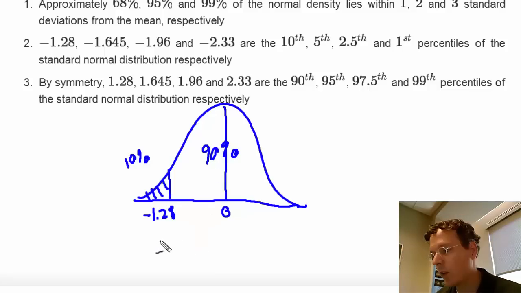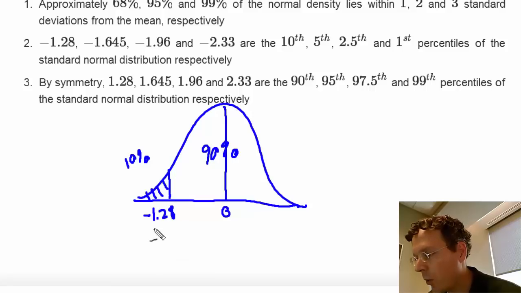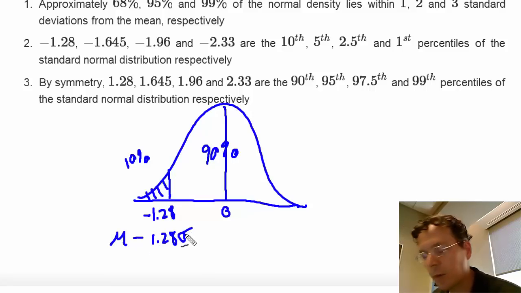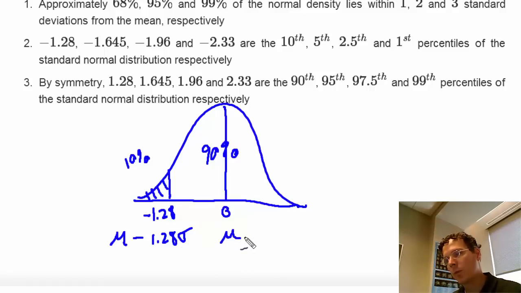Now, for a not necessarily standard normal, this point is not negative 1.28, it's mu minus 1.28 times sigma. And this point right here is mu. But then that would follow the same rule. 10% of this potentially non-standard normal distribution lies below the point mu minus 1.28 sigma.